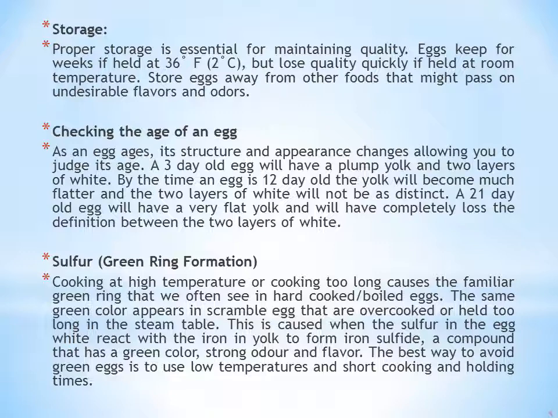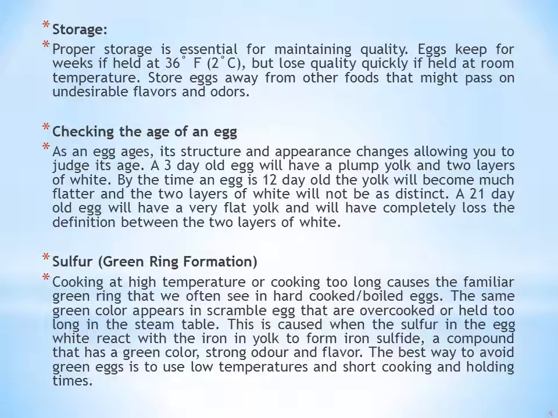A 3-day-old egg will have a plump yolk and 2 layers of white. By the time an egg is 12-day-old, the yolk will become much flatter and the 2 layers of white will not be as distinct. A 21-day-old egg will have a very flat yolk and will have completely lost the definition between the two layers of white.